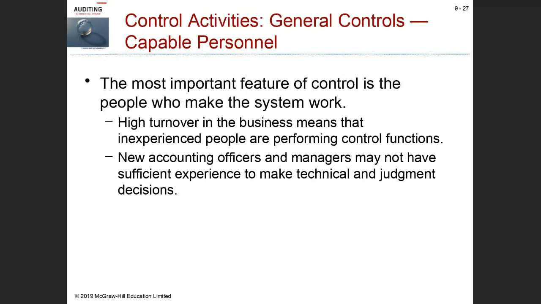So the first one, capable people, right? Capable personnel. The most important feature of an organization is who makes the system work. It's actually the people, right? And so you will often hear, if you want to have a good business, you need to have good people. Very, very true, because business people make businesses work, right?